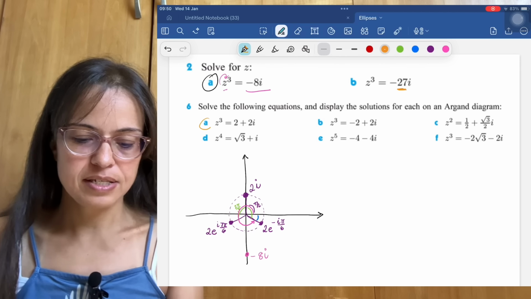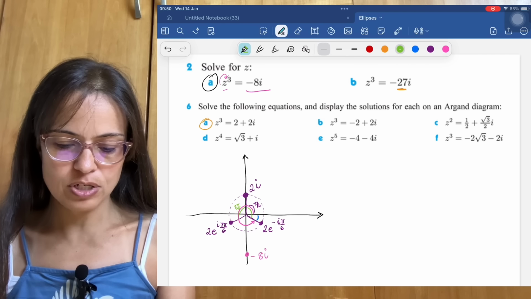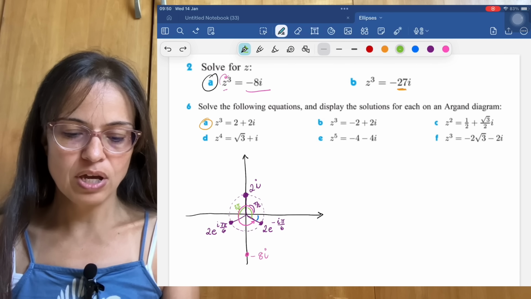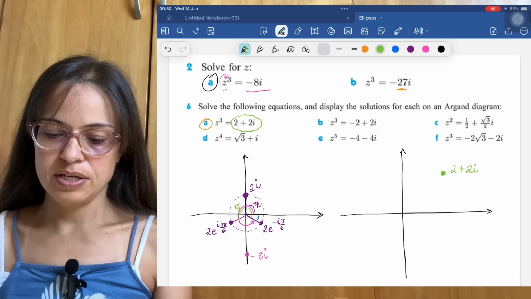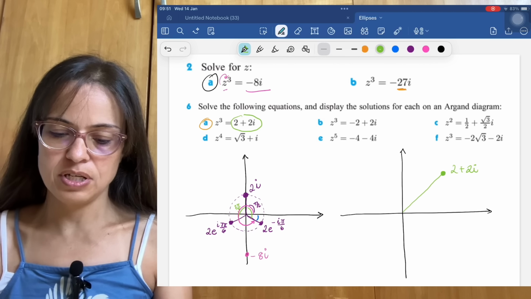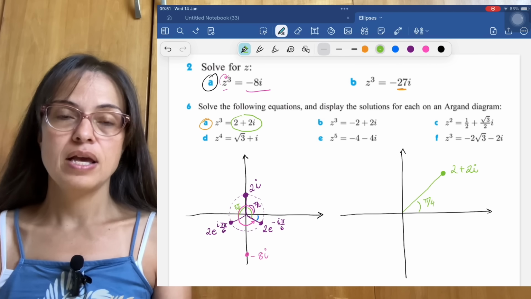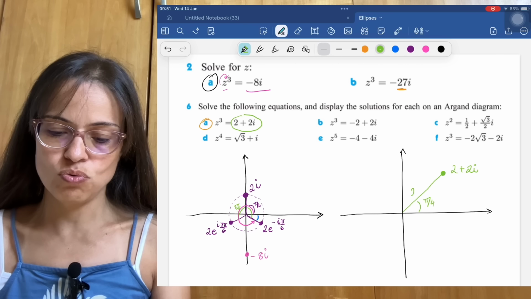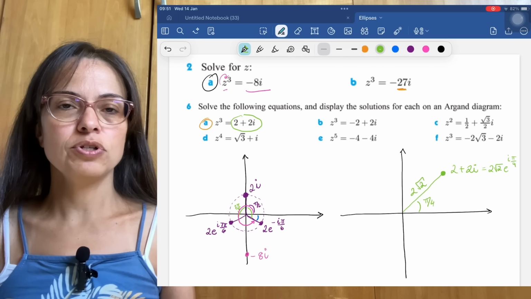Let's do 6a instead. That's more interesting because instead of this point down here, we are going to have 2 plus 2i. So 2 plus 2i is that point. It is right in the middle of the first quadrant. It has an argument of pi over 4, and the radius is 2 root 2. And this is also a z to the power of 3 that we're looking for.